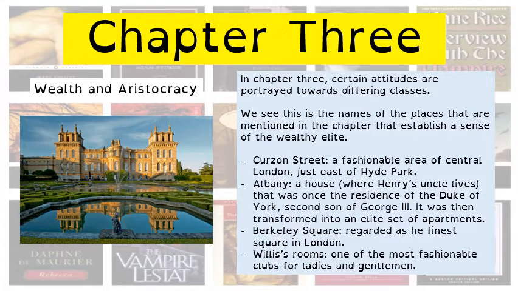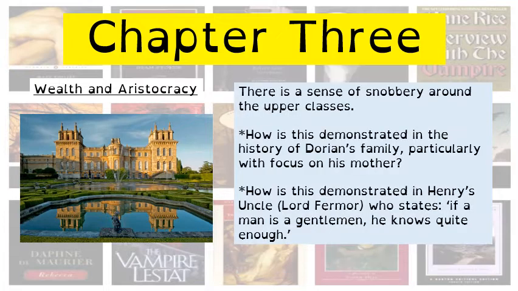Those of you that have got the Penguin Classics version of the text, you'll see that there are footnotes for a lot of these settings as well. So you've got a little explanation of where they are at the back of the novel as well. Basically, all these places, Curzon Street, Albany, Berkeley Square, Willis's Rooms, these are very fashionable, very upper class areas of London where the wealthy will live when they're not in their country homes. So we get this sense of snobbery.